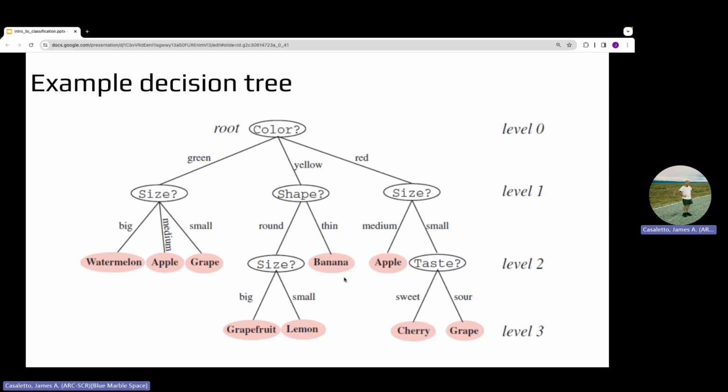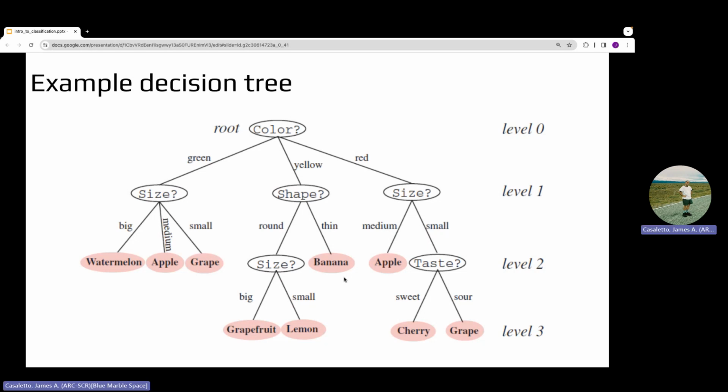In this example decision tree, we've constructed a decision tree to classify a fruit given its color, size, shape, and taste. Starting at the top level, which is called the root node or level 0, the tree asks the question, what is the color of the fruit? If the answer is green, then the tree branches to the next question, what is the size of the fruit? If the answer is big, then the decision tree decides that the fruit must be a watermelon since it's green and big. If the size is medium, the decision tree decides the fruit is an apple since it's green and medium-sized. And if the answer is small, the decision tree decides the fruit is a grape, since it's green and small.